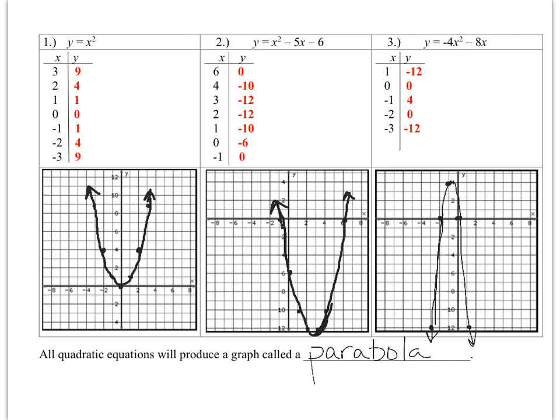Now the cool thing about these guys is that if you can get one side of the parabola, you can easily get the other side without having to get the ordered pairs. So if I got all the positive sides here, if you look, this point is the same distance away from the axis of symmetry as this point. And this point is the same distance away as this point, and so on. And that's true here.